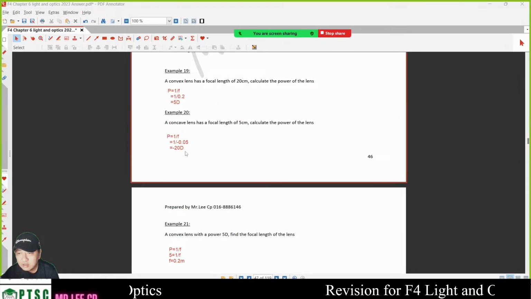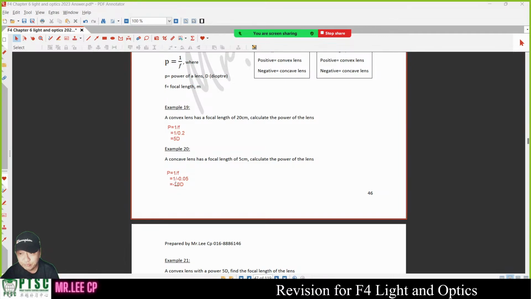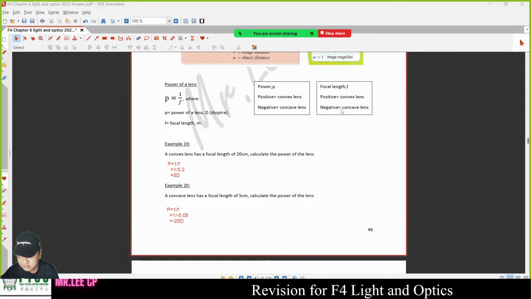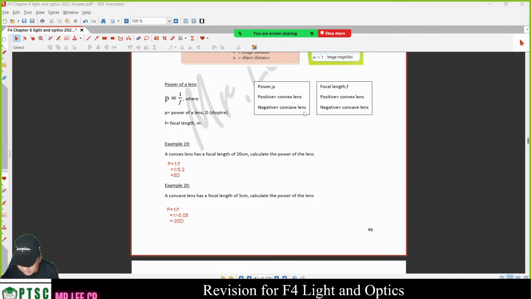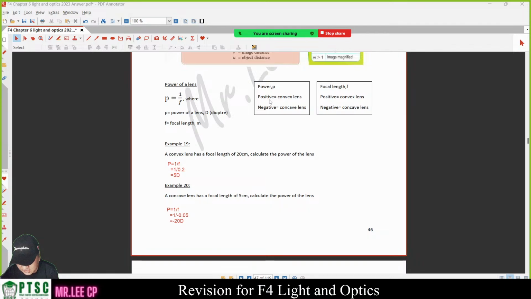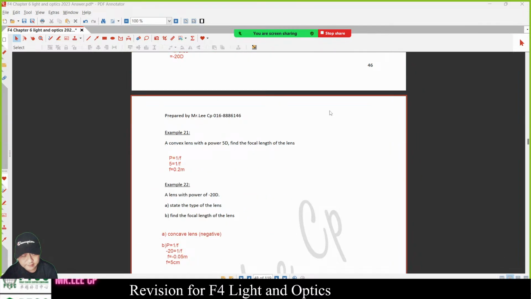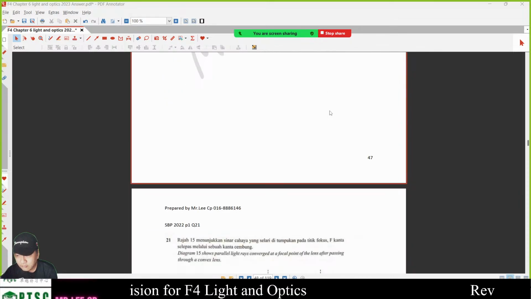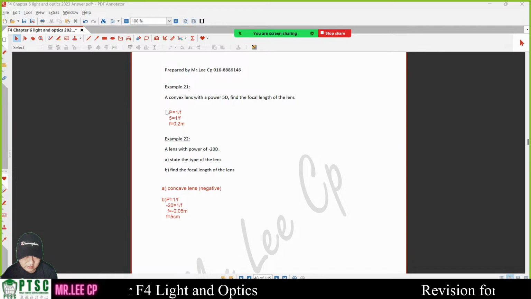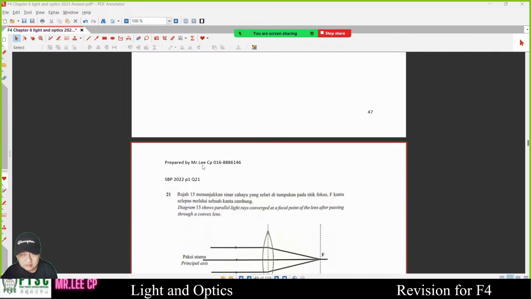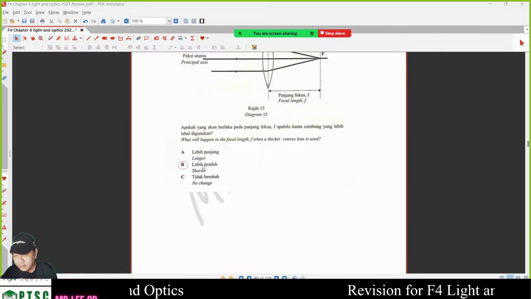Remember, if it is negative, it shows you it is a concave lens. Concave lens is negative, convex lens is positive. Remember it, because of the focal length. This is power, and this one is not that popular. The question is not so popular in the exam.